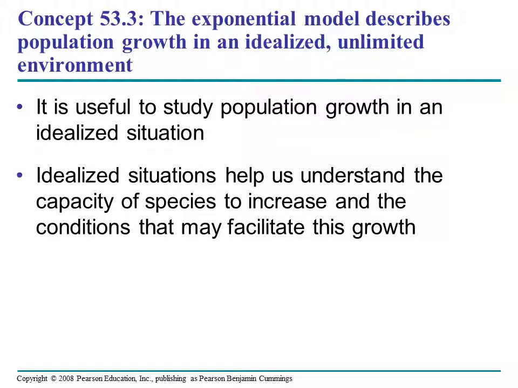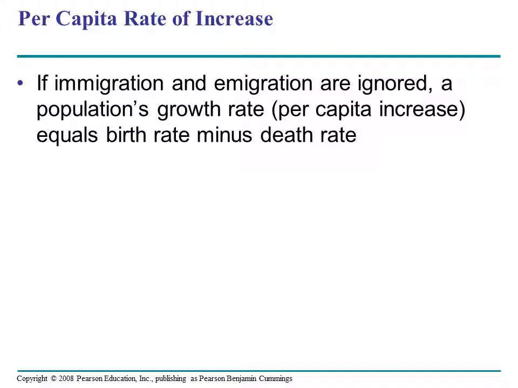Whenever we talk about population growth, we almost always do it in an idealized situation, and that's what we'll be talking about today. A couple of specific examples. The only things that are going to affect increases or decreases in population are immigration into the population or emigration out of the population, and then the birth rate and death rate. So if we ignore immigration and emigration, we're really looking at growth rate being the difference between the birth and the death rate.